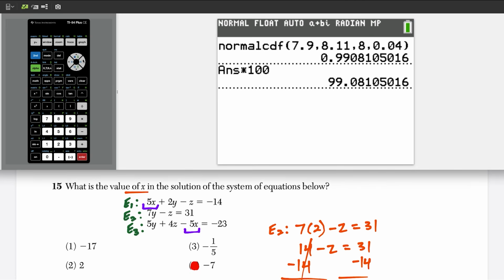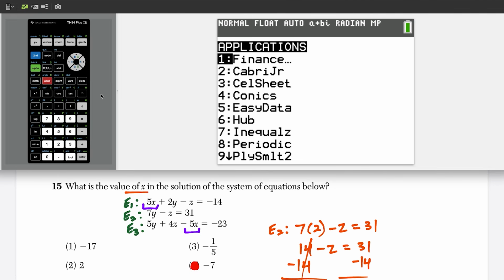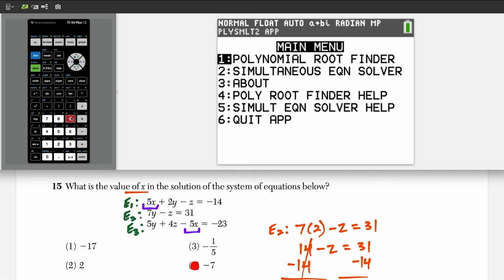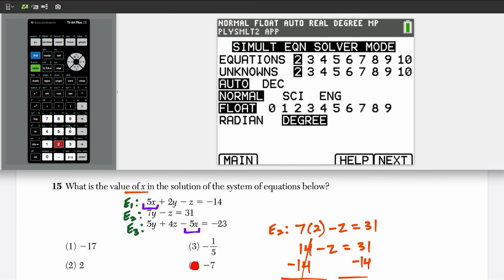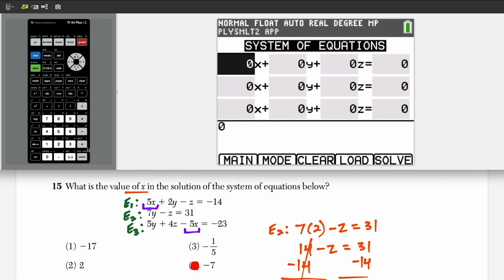If for some reason you have a calculator that could do this, you could press apps, go to number 9 here, and then you go to simultaneous equation solver number 2. And then from here, we have a 3 by 3 system. We have 3 equations and we have 3 unknown variables. So we type this in, we press graph to go next. And then I have to just type this in.